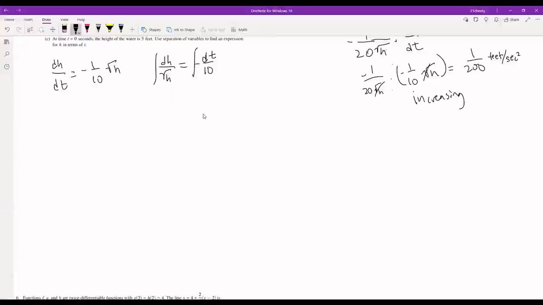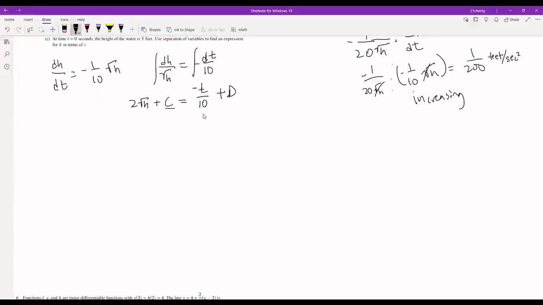And this is just basically the integral of 1 over rad h dh, which is, let's see, h to the negative 1/2 plus 1 is 1/2. Invert that, 2 times rad h. So that equals just negative t over 10. Oh, and I forgot, these are indefinite integrals, so we have to add constants, plus c plus d.